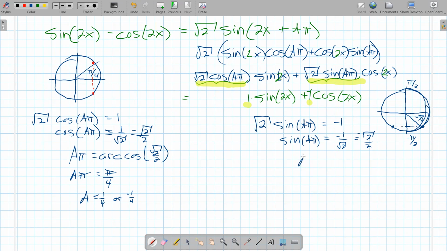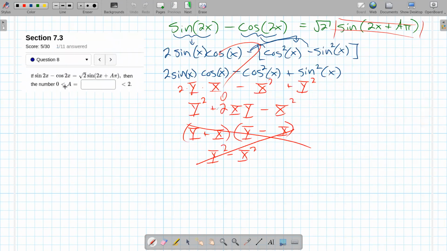So from here, I get, applying the arc sine, a pi is equal to the arc sine of negative square root of 2 over 2, which is negative pi over 4. It's not a bad idea to check that on a calculator. So a pi equals that. Divide the pi's out, and we get a equals negative 1/4. All right, so could be 1/4, could be negative 1/4. We need to graph and check. We also need to look at the instructions to see if they give us any kind of boundaries on a. All right, so they say a has to be some number between 0 and 2. All right.